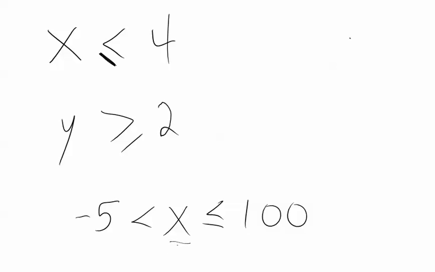And this bottom one here just says that x, now this has two boundaries, we call it. X has to be greater than -5, not equal, but greater than -5, and less than or equal to 100. So in other words, it could be 100. It can't be -5, but it can be anything bigger than -5, up to and including 100. So that's what these symbols mean. Let me give you examples of how to deal with inequalities.